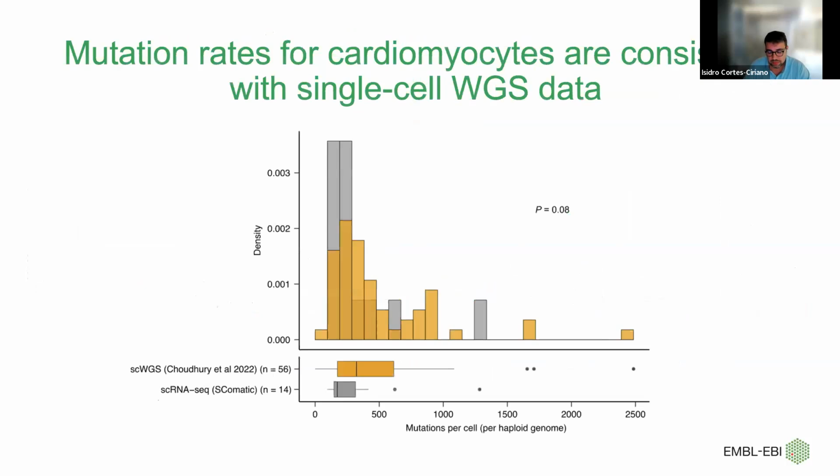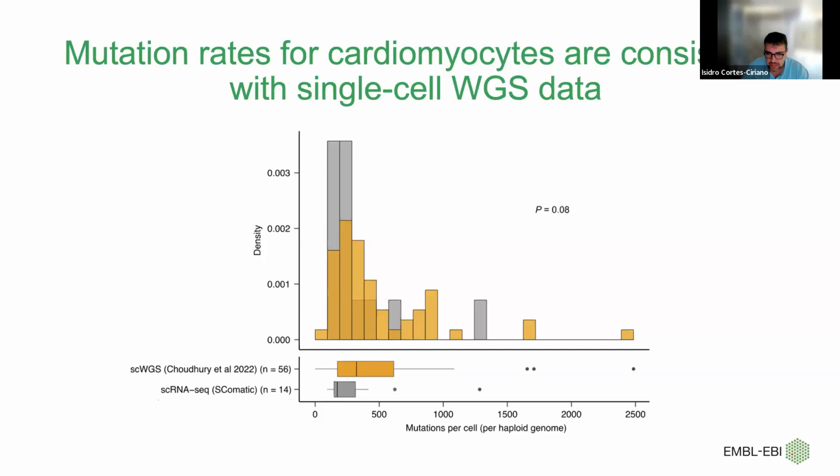And to get further confidence in these results, at the time when we were just wrapping up this manuscript, there was a very nice publication by Alice Lee and Christopher Walsh on single cell whole genome sequencing of human cardiomyocytes, and we used the mutation rate estimates from that study to compare them against what we could estimate using SComatic, and we can see that there is no significant difference in the rates that we estimate.